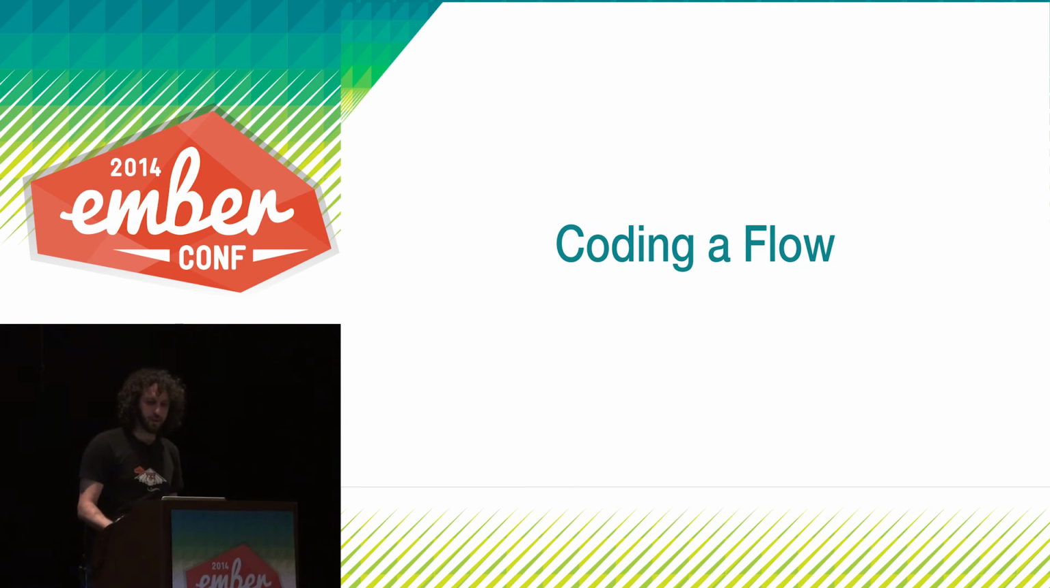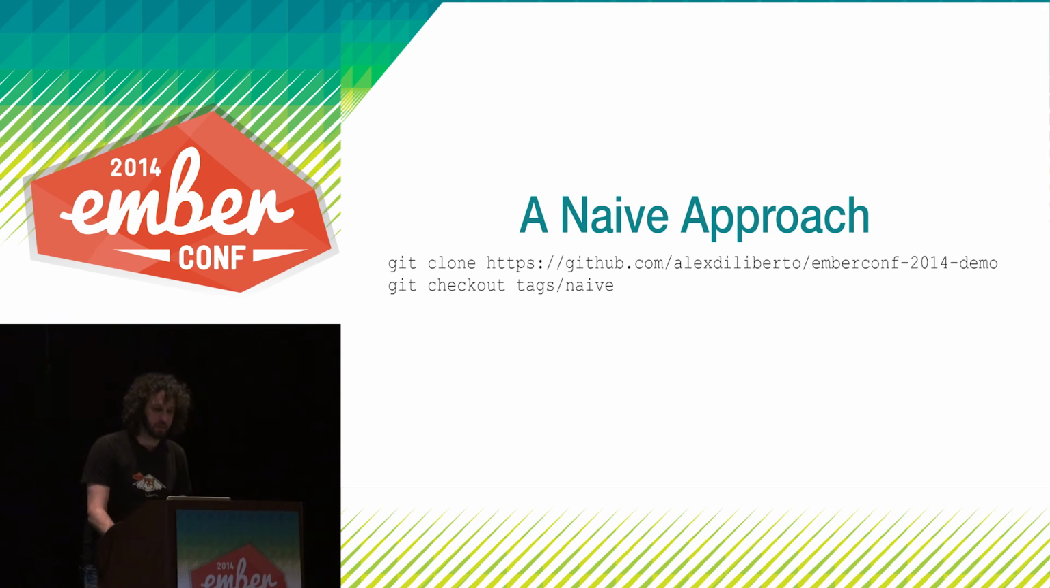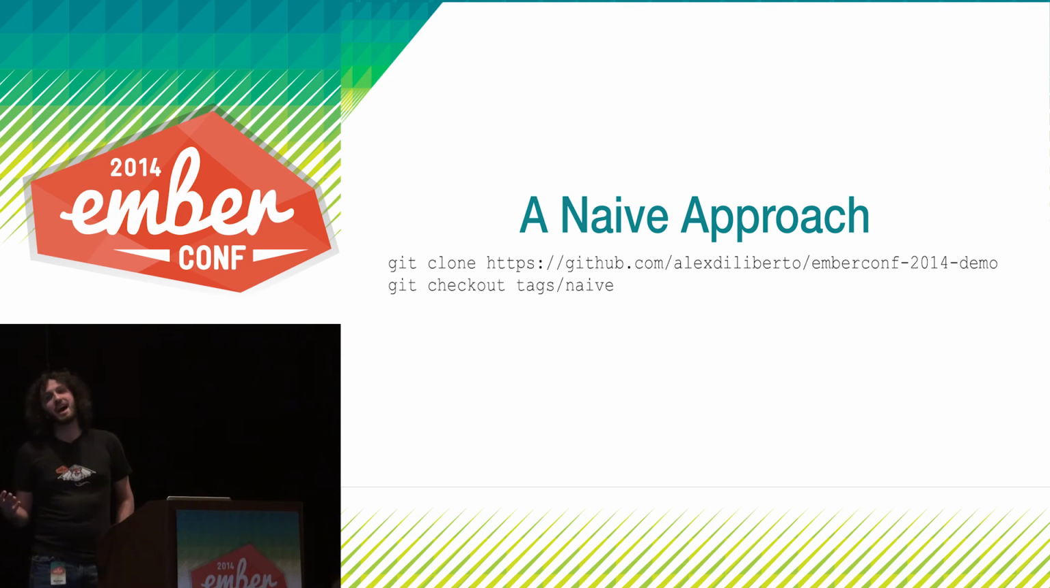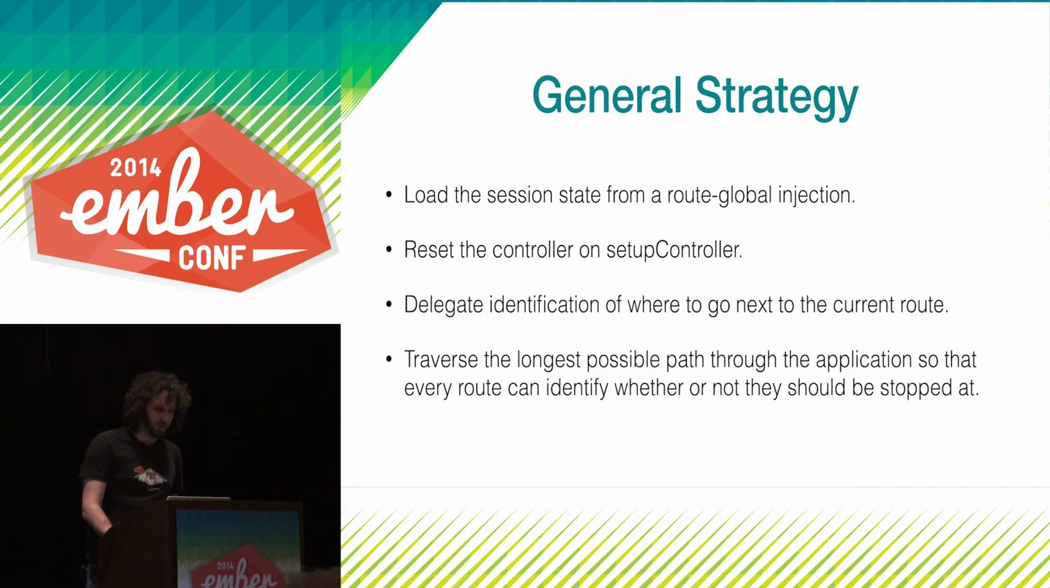So, coding a flow. At first glance, the diagram that we actually built looks terrible, incredibly complex and painful to build. But really, it's not that bad to actually turn it into code. So this code actually works. When you check it out, note that this is the naive version, and you really shouldn't use it. There's a better version coming up later.